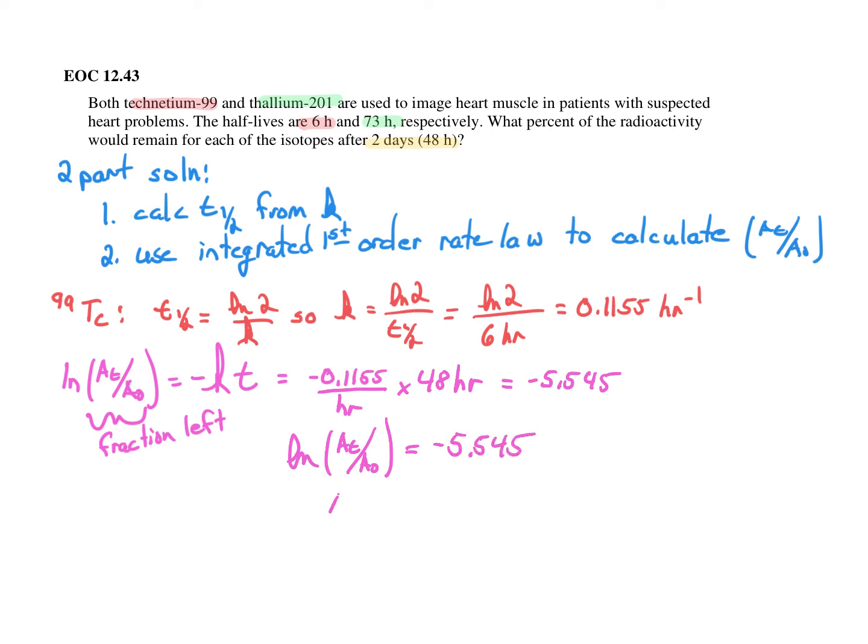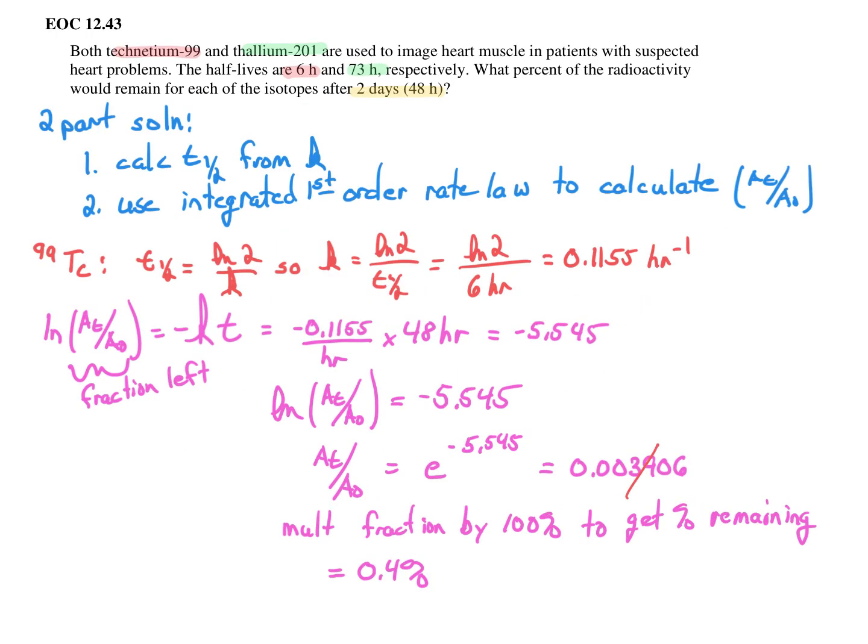What we want is the value of AT to A0 itself. So to get that value, we raise e to this power. And the numerical value we get is 0.003906. And that's exactly what we've done, so we get our final result of 0.4%.